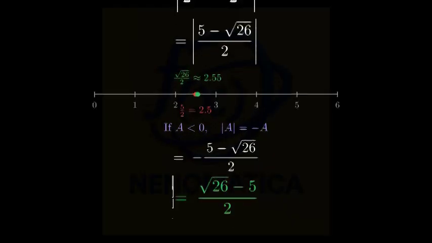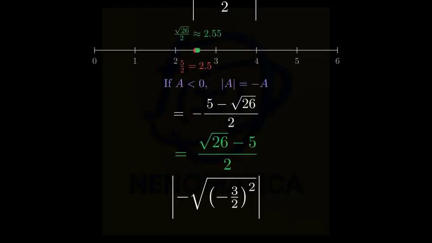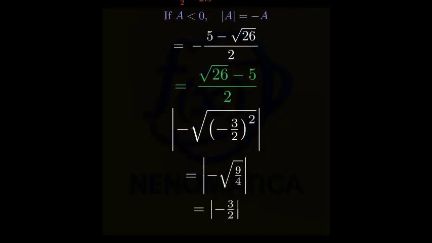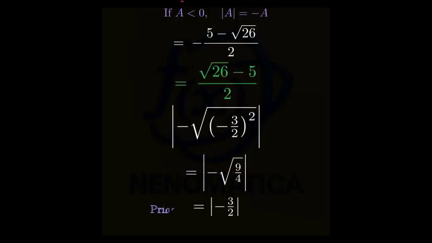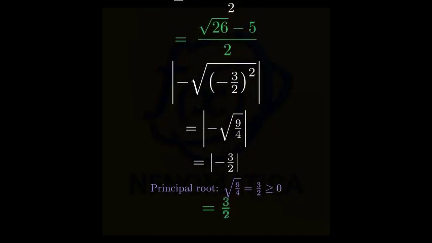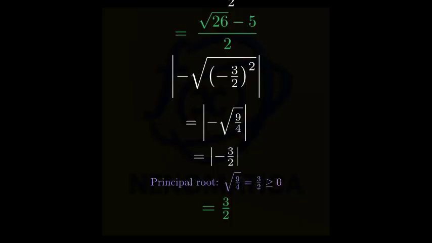Problem 2. Evaluate the absolute value of the negative square root of -3 halves squared. Square the inside first. The principal square root is non-negative. The leading minus makes the value -3 halves. Taking absolute value returns +3 halves.